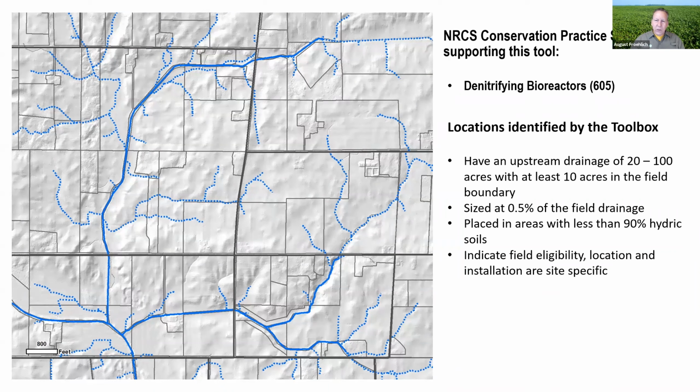The tool tries to avoid areas that are exceptionally hydric, 90% or greater hydric soils in the contributing area, because they don't want to put the bioreactors into an existing wetland. We need to have the water flowing, and that would defeat that purpose.